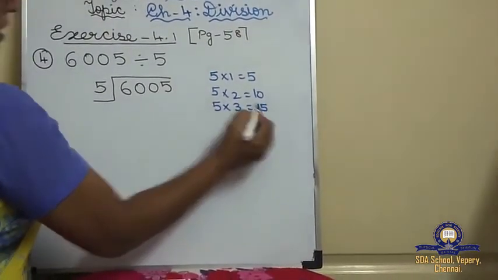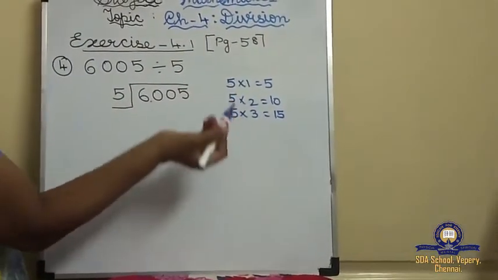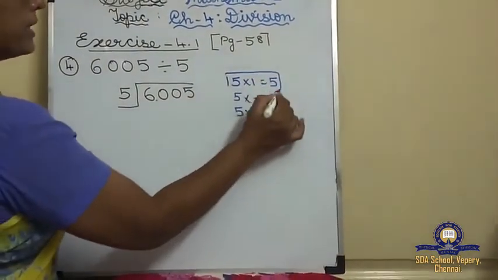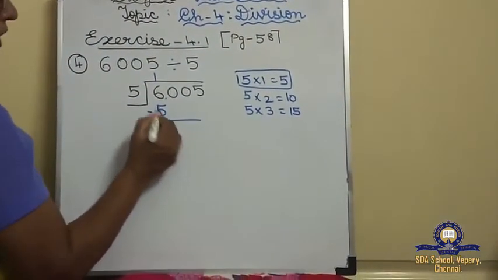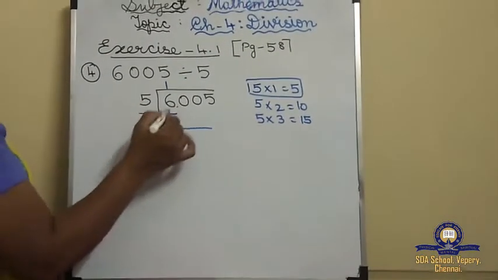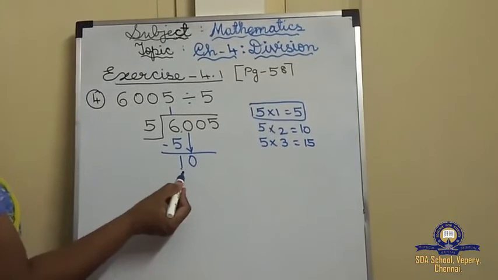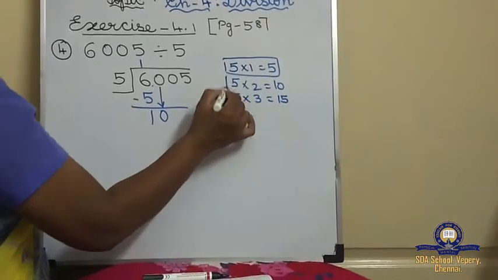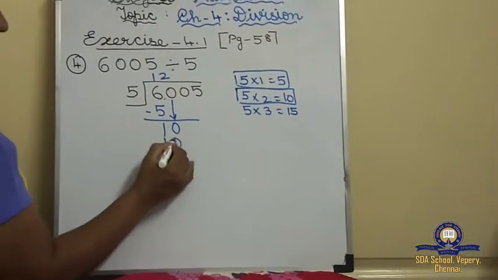Okay, see. First we are going to take 6. Will 6 go in the 5 table? No. So below 6, what's the smaller number? 5. So 5 1s are 5. So 6 minus 5, what, children? 1. So does 1 go in the 5 table? No, it's smaller than 5. So what you have to do? You have to bring down this 0. So now it becomes 10. Does 10 go in the 5 table? Yes, it goes. 5 2s are 10.